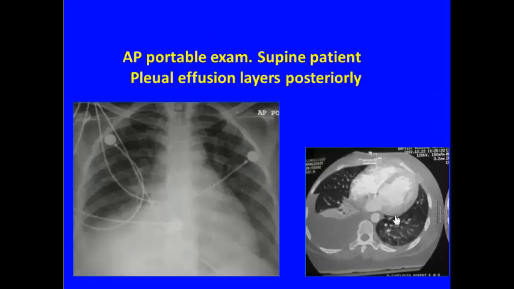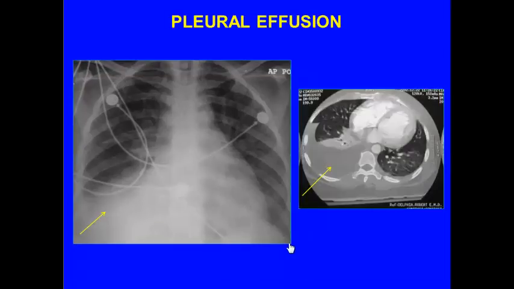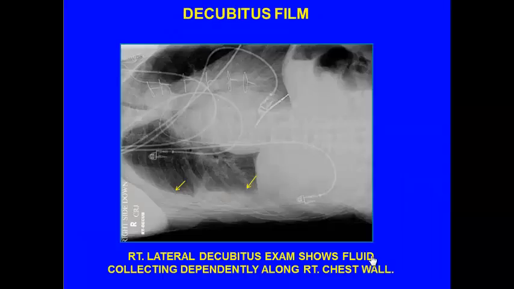So what else can be a problem? Well, with someone lying down, you can't tell as much about how fluid is collecting in the chest, and it can layer out posteriorly and dependently. Here we can see a very large pleural effusion collecting, and we might not appreciate that so much on just the plain radiograph.